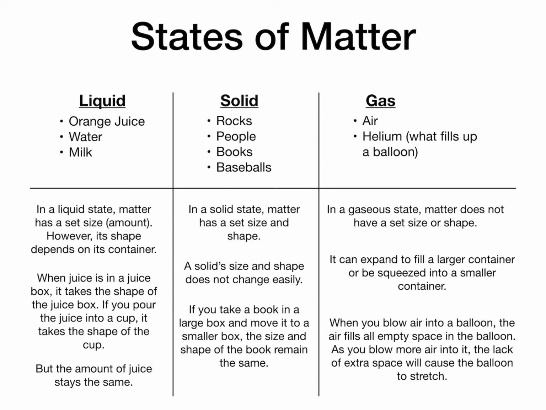So for example, if you take a book that's in a big box, and then you take that book and you move it to a smaller box, the size and the shape of the book remain the same. Nothing has changed it. It's going to be the same shape no matter what, unless you were to break it.